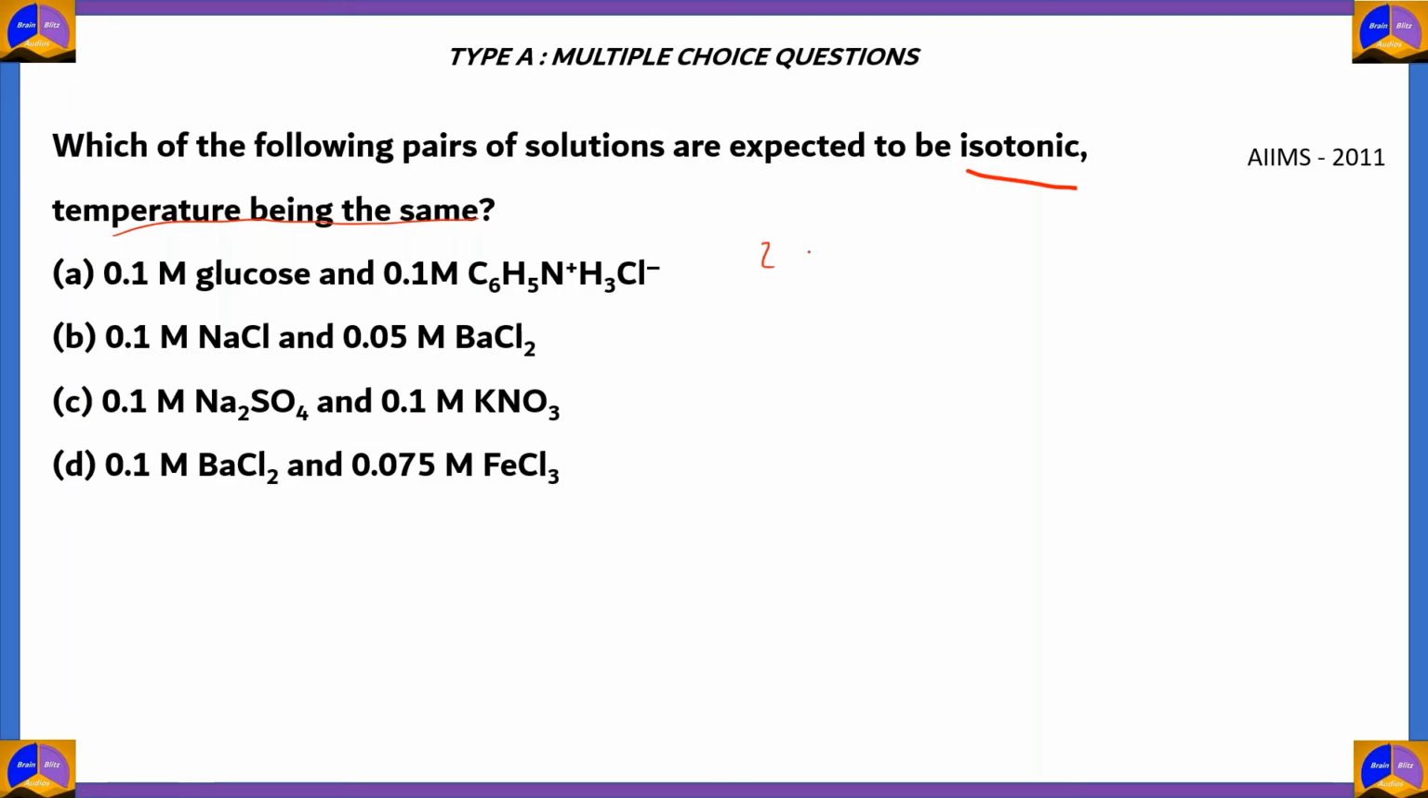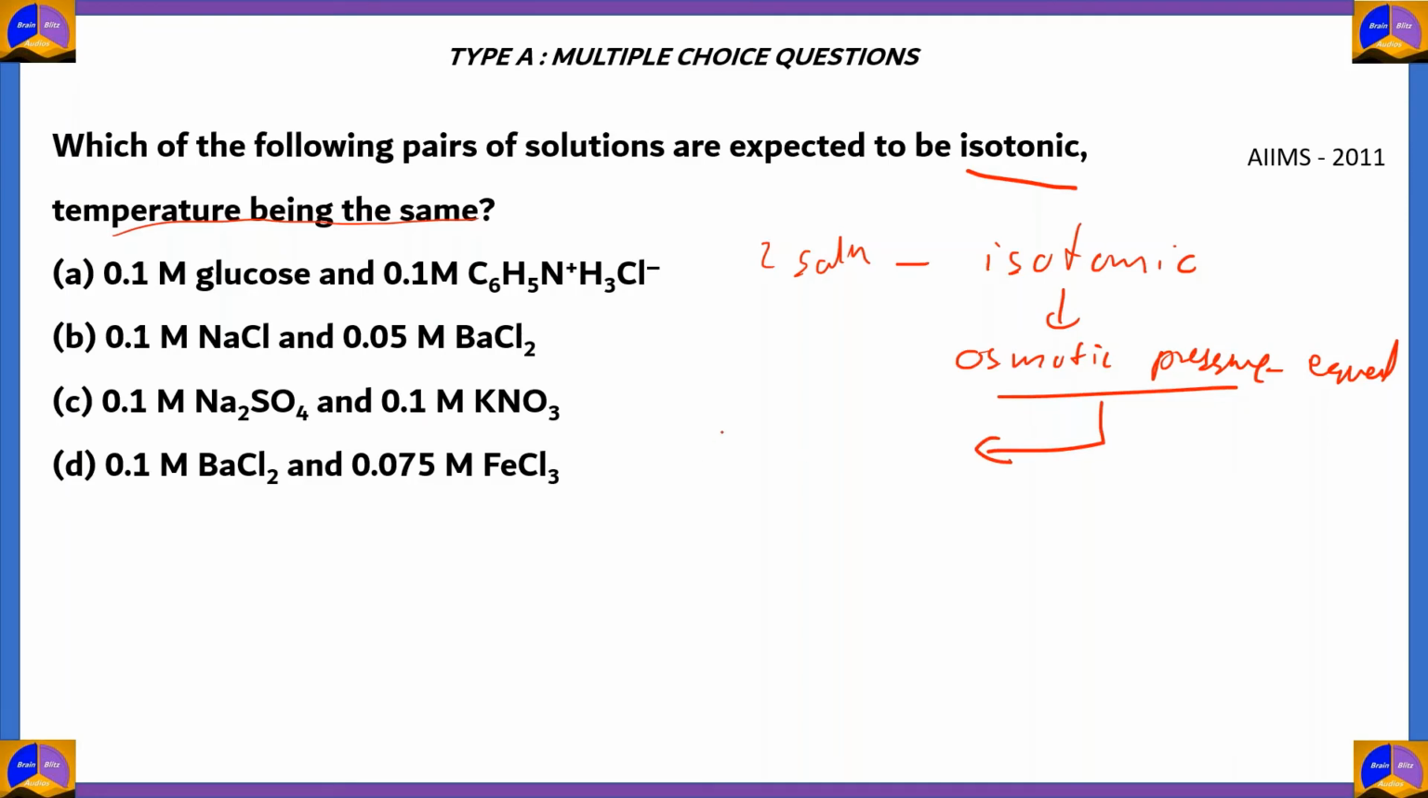So for two solutions to be isotonic, their osmotic pressure has to be equal. And the value of osmotic pressure is given by molarity times number of components in a molecule. Let's look at each of our options one by one.